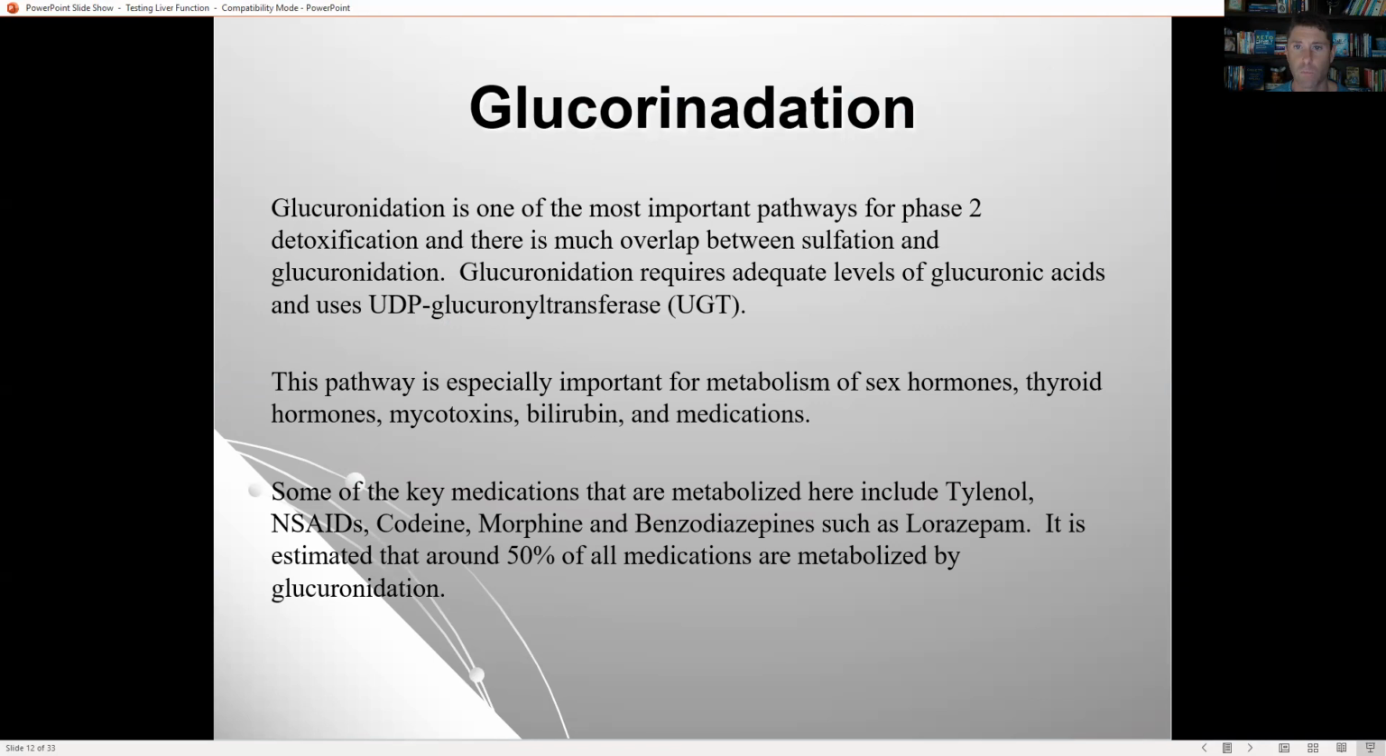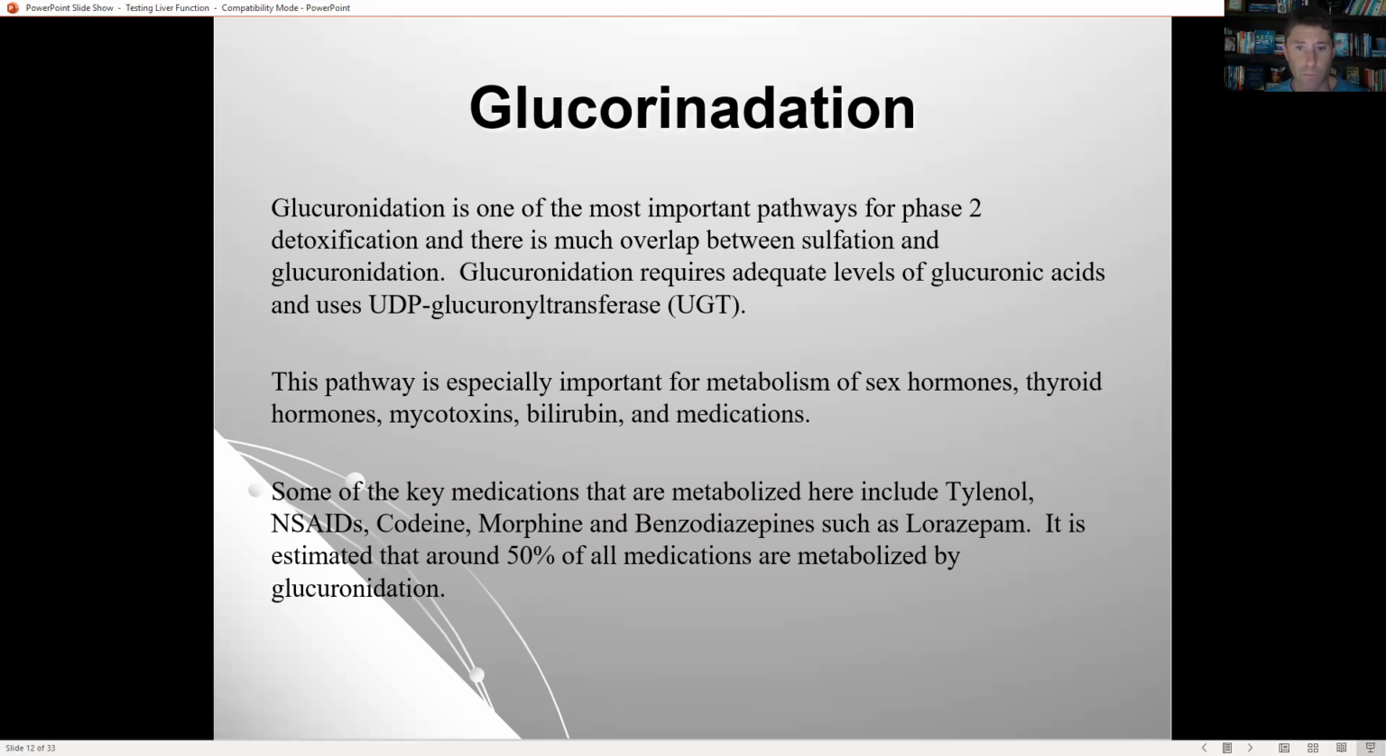Glucuronidation. Glucuronidation is one of the most important pathways for phase 2 detoxification. And there's much overlap between sulfation and glucuronidation. For example, glucuronidation is very important for thyroid hormone conversion, again, sex hormone conversion. It also plays an important role with mycotoxins, helping our body metabolize those, and getting rid of bilirubin, which is how we make bile, right? And bilirubin is a breakdown product of red blood cells. So we take that, we throw it in the bile to help eliminate it. And so it's an important process as far as that goes.